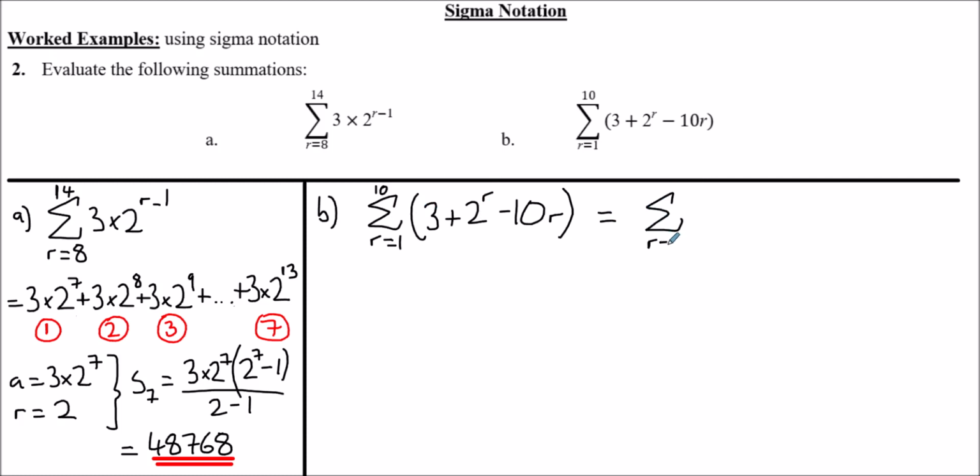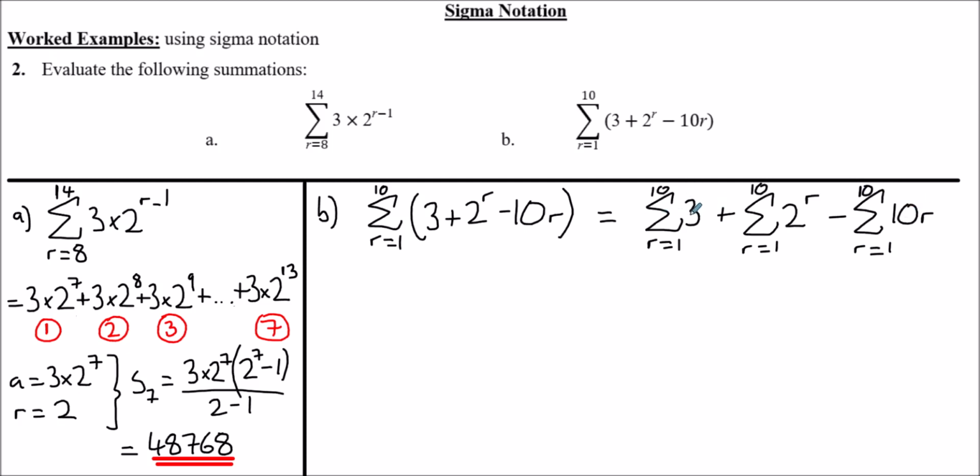So the same as r being from 1 up to 10 of 3, plus the sum from r being 1 up to 10 of what 2 to the power r is, then minus 10 to the r, I'm going to put here minus the sum from r being 1 up to 10 of 10r.